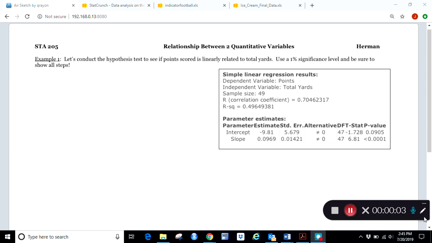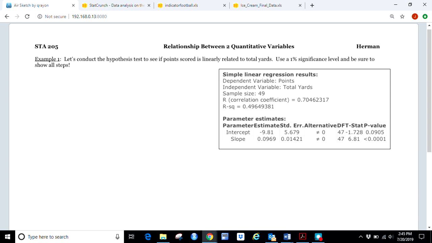So in this video we'll do an example of the hypothesis test. Let's first talk through the StatCrunch output that I have here. This is the same StatCrunch output that we needed when we just got through and did the intercept and slope when we did that equation.